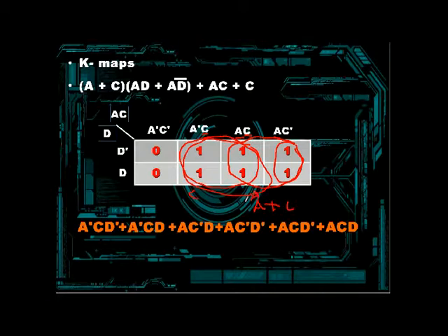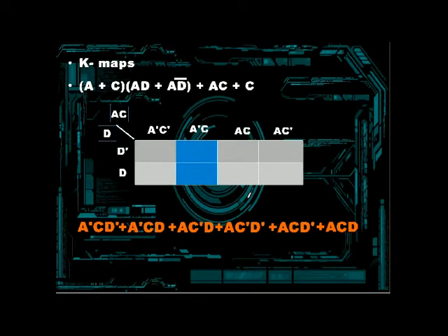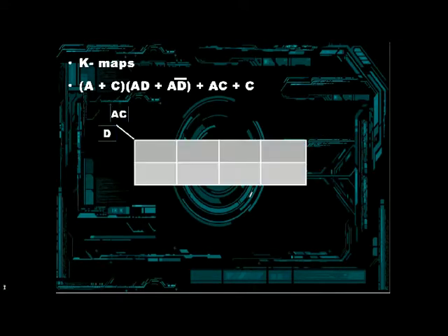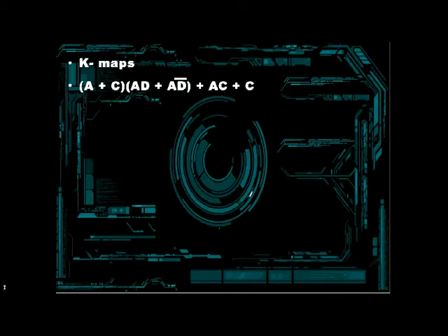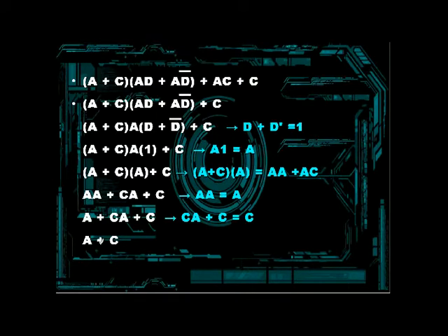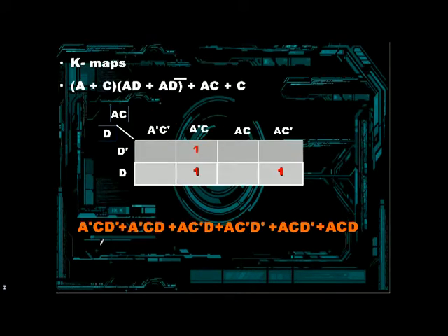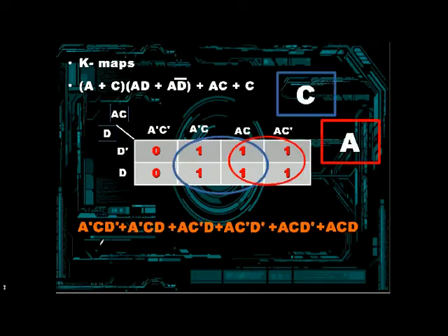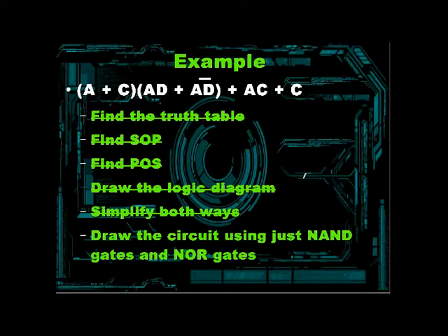And what did I get when I simplified using rules? We got A or C, and this gave us the same thing. A or C, so that's right. This gave us C, this gave us A. Draw the circuit using just NAND gates.